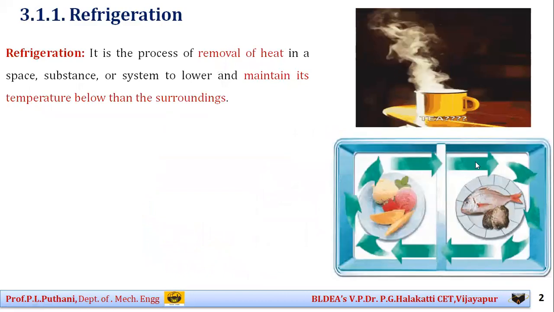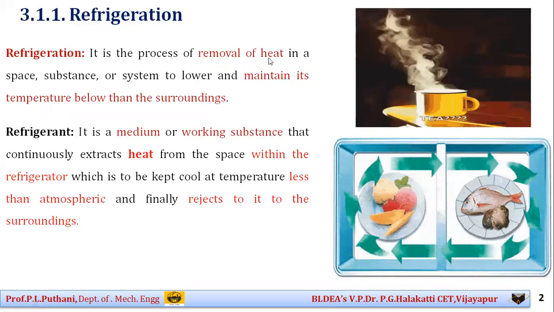You can see here, there are food materials. In one plate, there is a fish, and there is ice cream and fruits. You can see these aromas are nothing but the heat present in these materials. It is being extracted and rejected out of this refrigerator, that is, to the surroundings. By this, the temperature of those food materials in the refrigerator reduces, and because of this, a cold environment develops inside the refrigerator. To do this entire phenomenon, students, we need an external agent or a working medium. We call that particular medium a refrigerant.